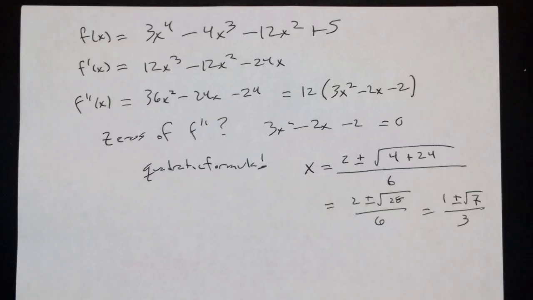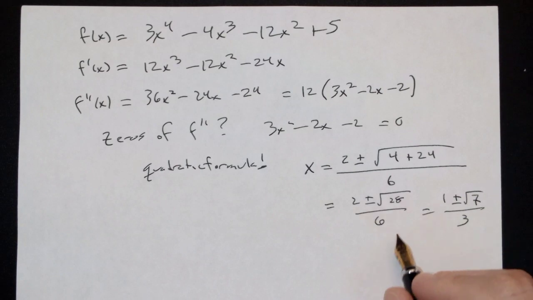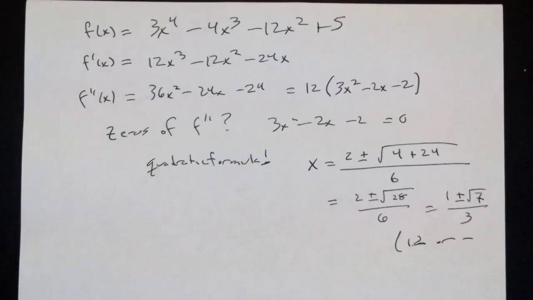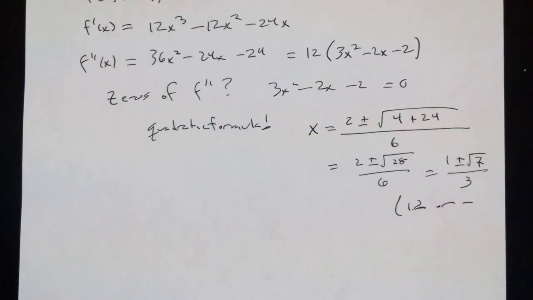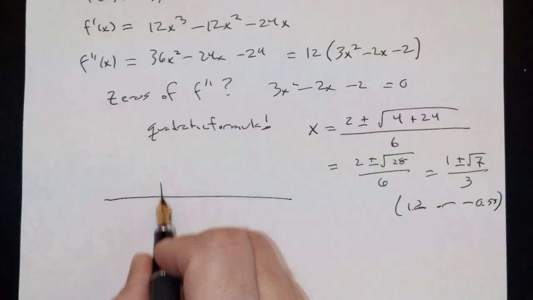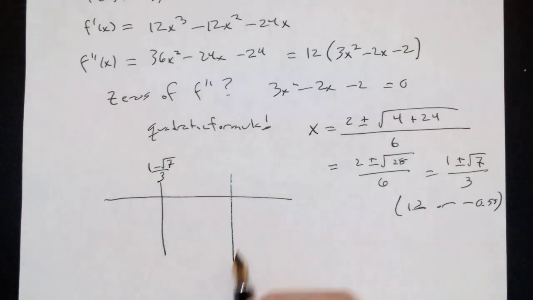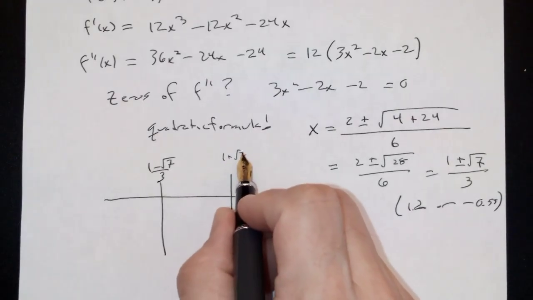Somebody push a button. Tell me what that number is. 1.2-ish. What's the negative one? 1 minus square root of 7 over 3. About negative 0.55. Great. Now I can do my sign chart. 1 minus root 7 over 3. 1 plus root 7 over 3.